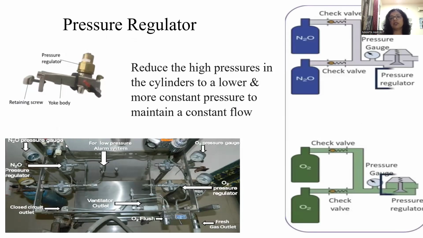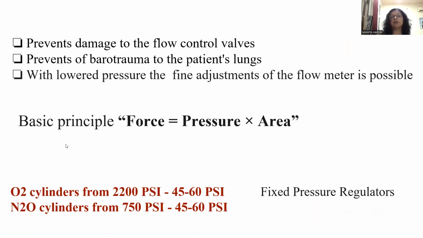Next is the pressure regulator. This is also part of your high pressure system, and it's a very important part because it reduces the high pressure in the cylinders to a lower and more constant pressure to maintain a constant flow. So this is your gauge and this is your pressure regulator we can see in the picture, with the cylinder. We need this reduction in pressure, a constant pressure, to prevent damage to the flow control valves and to prevent barotrauma to the patient's lungs.